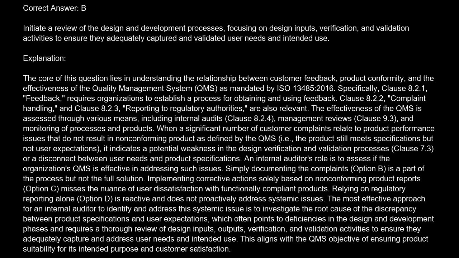The most effective approach for an internal auditor to identify and address this systemic issue is to investigate the root cause of the discrepancy between product specifications and user expectations, which often points to deficiencies in the design and development phases and requires a thorough review of design inputs, outputs, verification, and validation activities to ensure they adequately capture and address user needs and intended use. This aligns with the QMS objective of ensuring product suitability for its intended purpose and customer satisfaction.